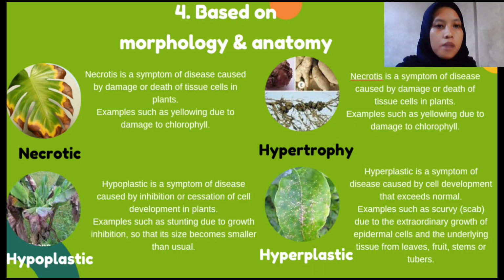Number 4. Based on morphology and anatomy. Necrotic. Necrotic is a symptom of disease caused by damage or death of tissue cells in plants. Examples such as yellowing due to damage to chlorophyll. Hypoplastic. Hypoplastic is a symptom of disease caused by inhibition or cessation of cell development in plants. Examples such as stunting due to growth inhibition so that its size becomes smaller than usual.